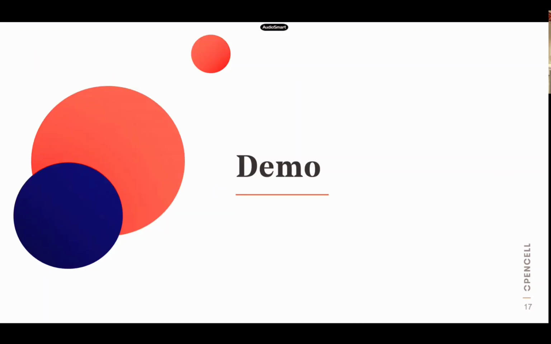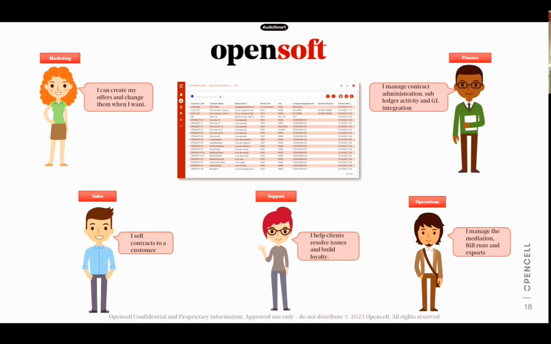And then we'll go on to demo time. We'll present this demo part around the persona. That's something we are introducing at Opencell. So you will find on your screen the different personas we see using Opencell. We have, let's say, five at the maximum.